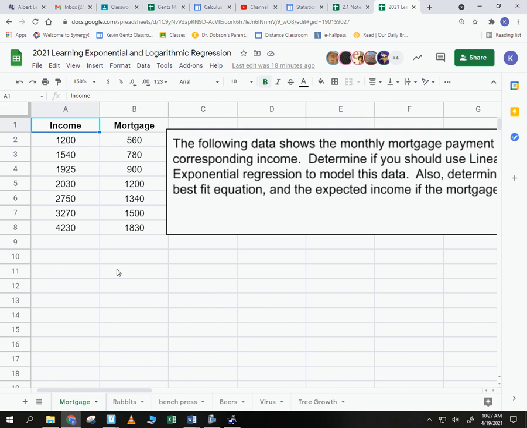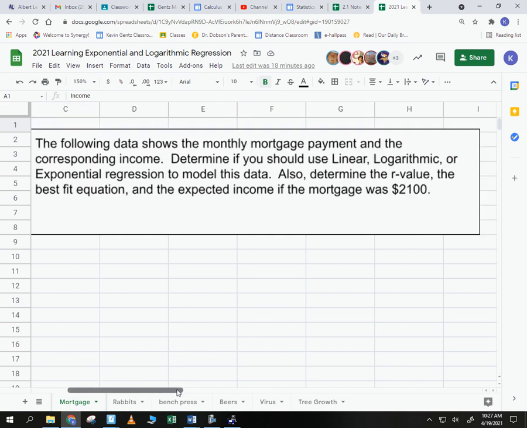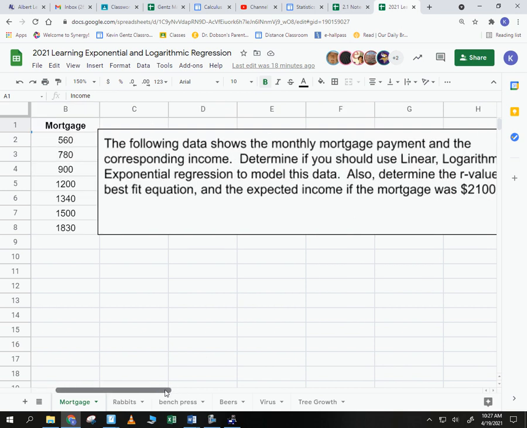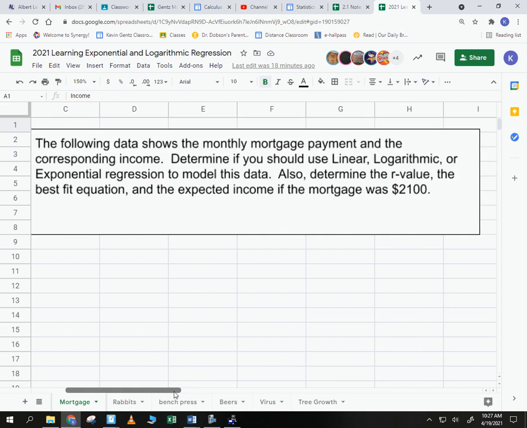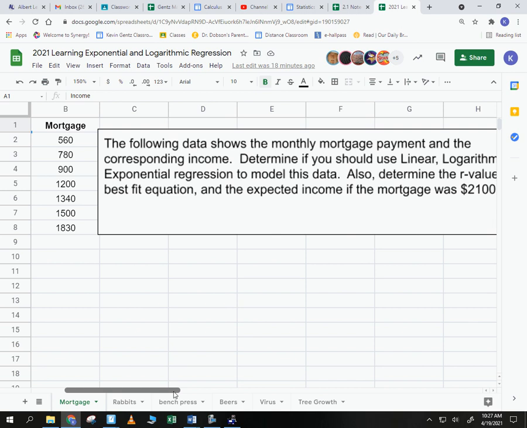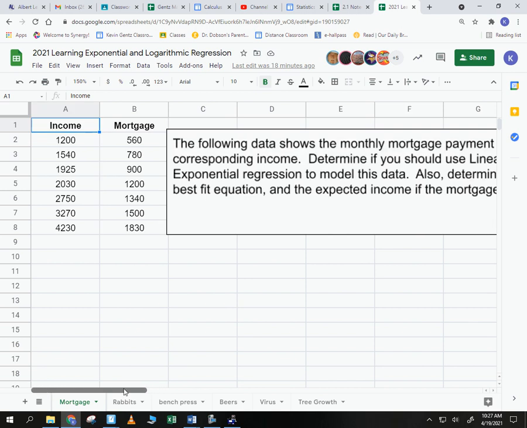Okay, everybody got theirs open? All right, it says the following data shows the monthly mortgage payment and corresponding income. Determine if you should use linear, logarithmic, or exponential regression to model this data. Determine the R value, the best fit equation, and the expected income if the mortgage was $2,100. So the first thing we're going to do is we're just going to grab the data.